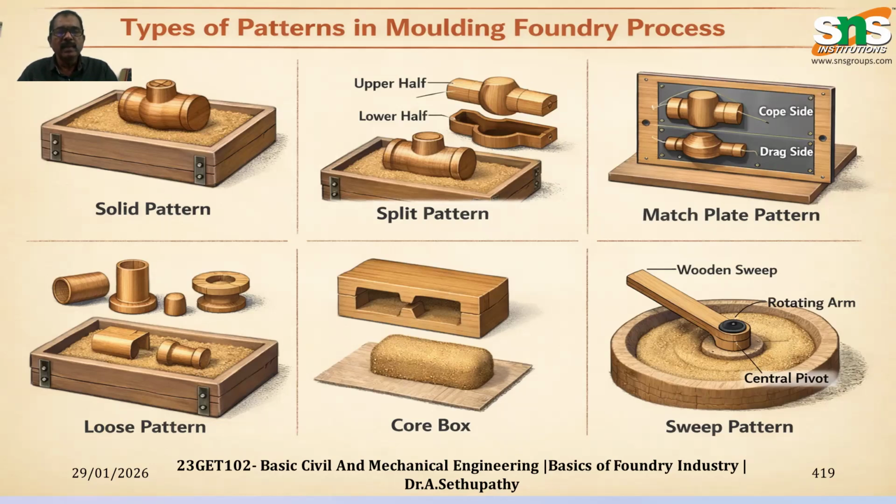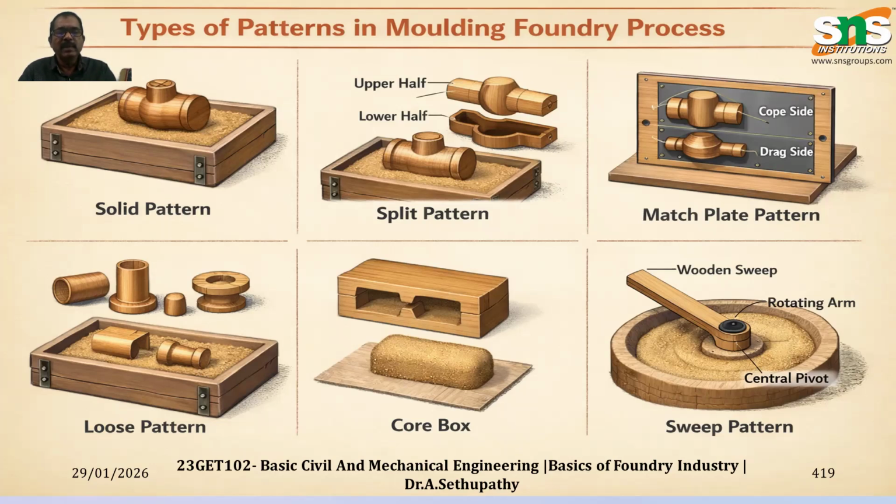So there are different types of patterns. The first one is the solid pattern. This is a single piece pattern. The product we are going to manufacture is like a single piece, as shown on the PPT screen. These types of patterns are called single piece or solid patterns. The pattern is only a single part, with no split-ups. This is called the solid pattern. We make small solid components using these solid patterns.